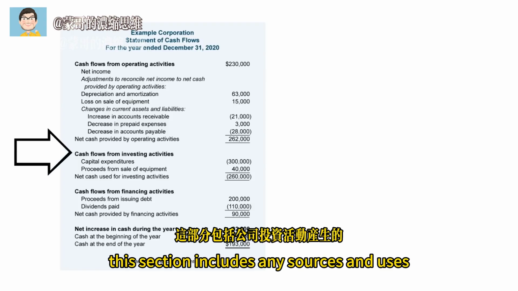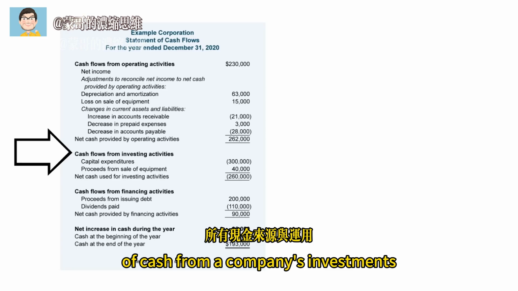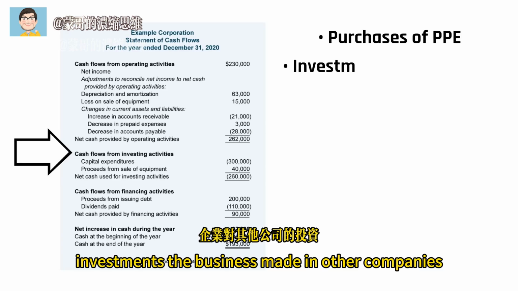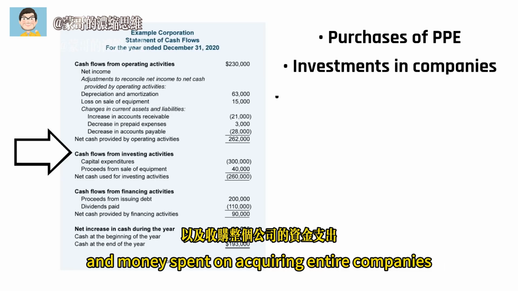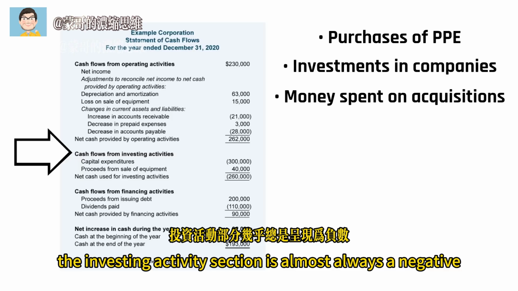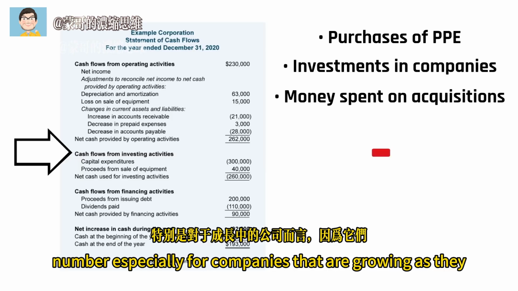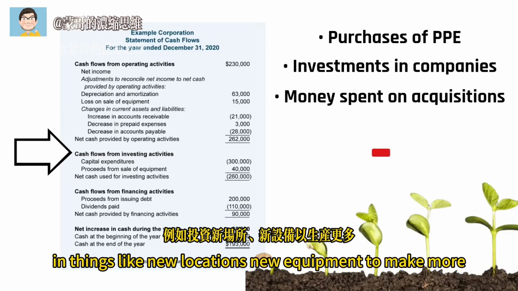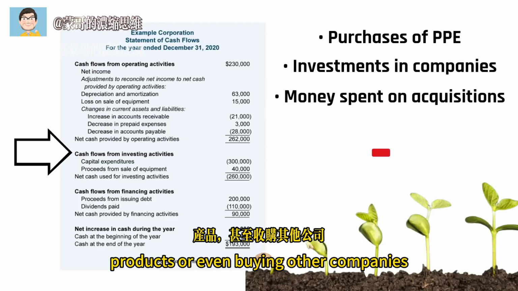Next up, we have the investing activity section of the cash flow statement. This section includes any sources and uses of cash from a company's investments. So that would include purchases of property, plant, and equipment, investments the business made in other companies, and money spent on acquiring entire companies. The investing activity section is almost always a negative number, especially for companies that are growing, as they are using that cash to grow the business through investing in things like new locations, new equipment to make more products, or even buying other companies.